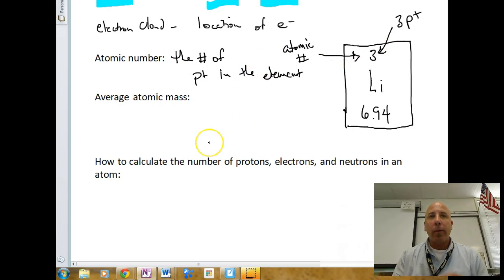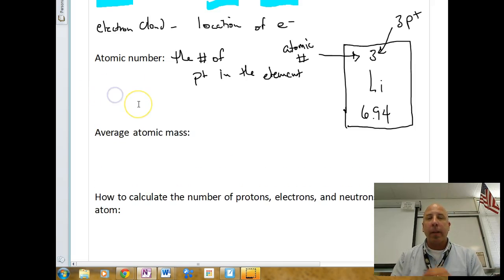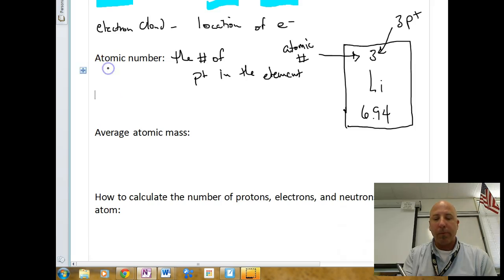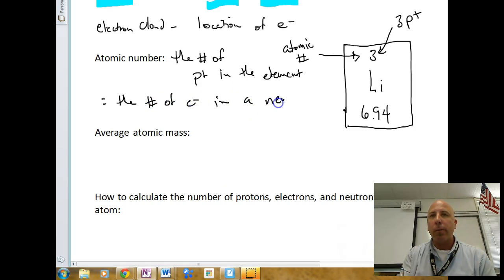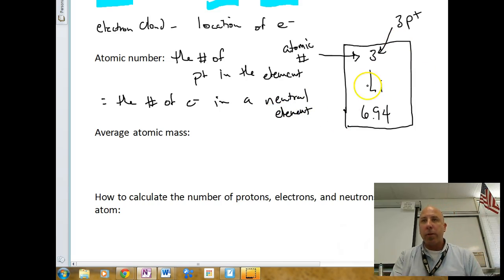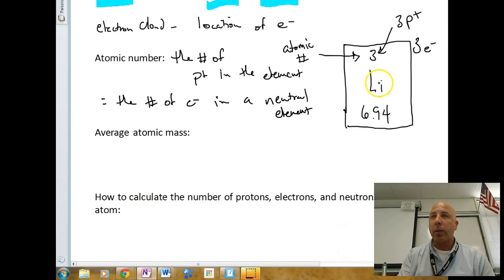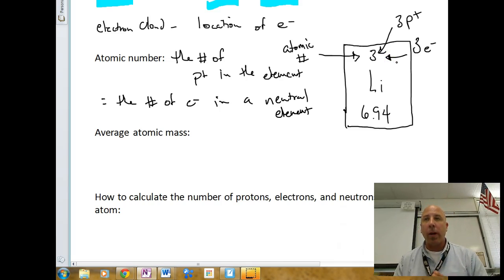We can also say that the atomic number is equal to the number of electrons in a neutral element. So if this was a neutral lithium atom, we would say that it has 3 electrons as well, because the atomic number is 3. Now, we'll find out very soon that not all atoms are neutral, and so that's going to change, but we'll get to that later.